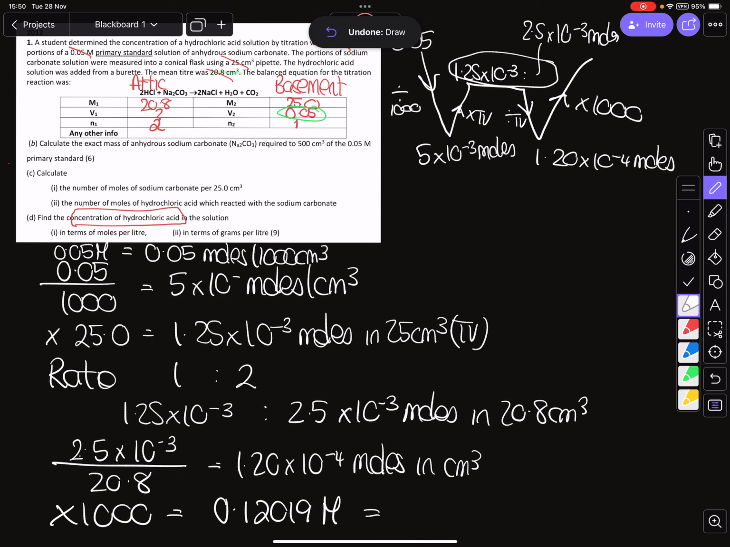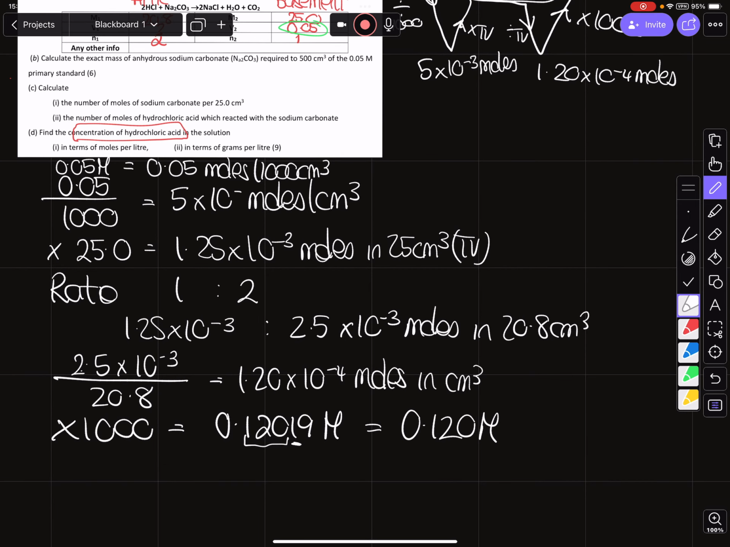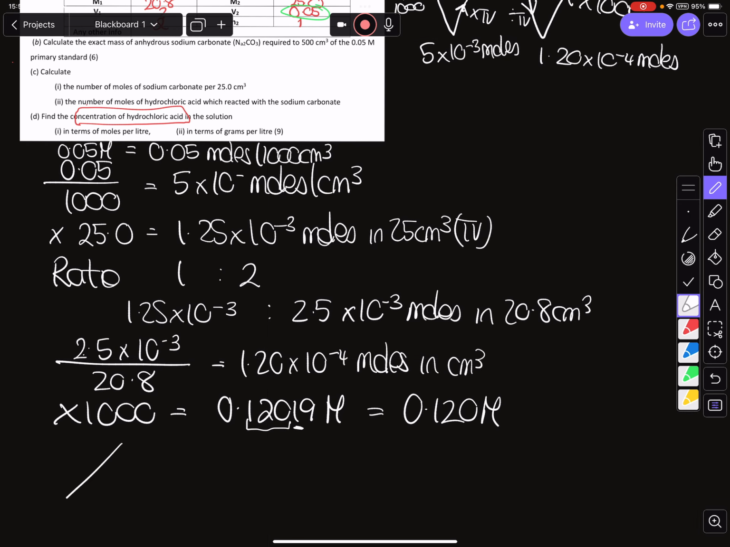So to make sure I don't lose marks, I go to 3 significant figures. So technically that's here, and I have a look at this. 1 doesn't round it up, it leaves it as it is. So I go 0.120 big M. The last thing we said we do is that we look at our mass triangle.